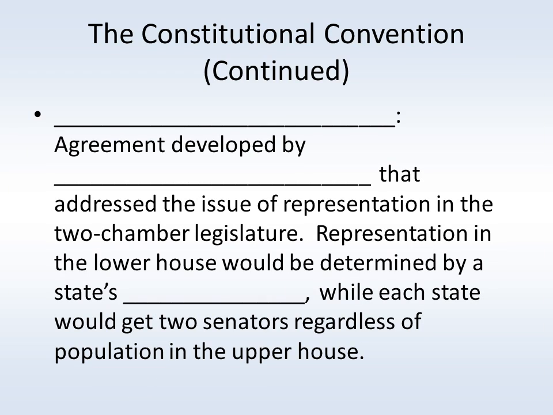Eventually, the delegates decided to create a new plan of government following the Virginia plan and adapting some elements from the New Jersey plan. One of the most difficult decisions was how to determine representation.